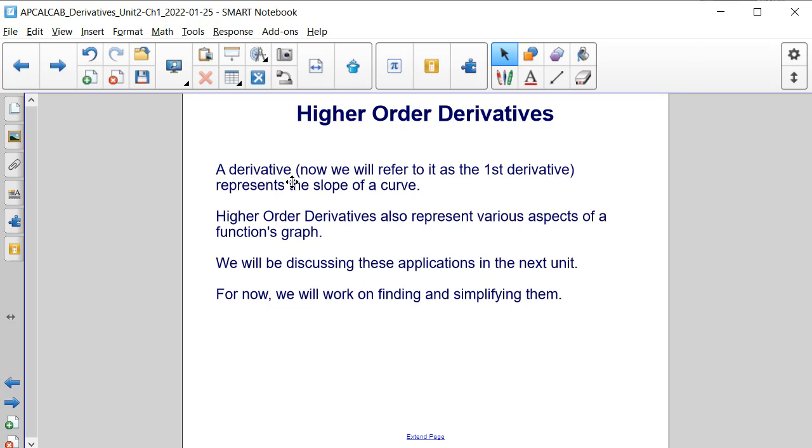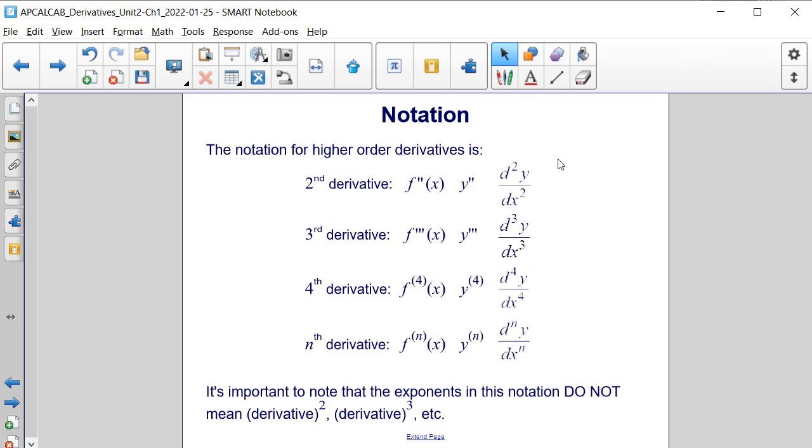A derivative, or now what we will refer to as the first derivative, represents the slope of a curve. Higher order derivatives also represent various aspects of a function's graph. We will be discussing these applications in the next unit. For now, we will work on finding and simplifying them. The notation for higher order derivatives is shown here below.